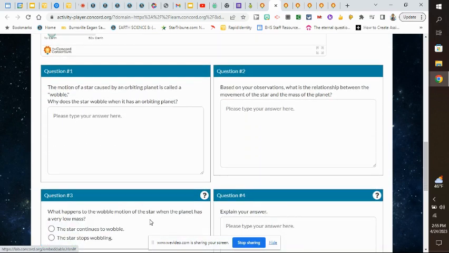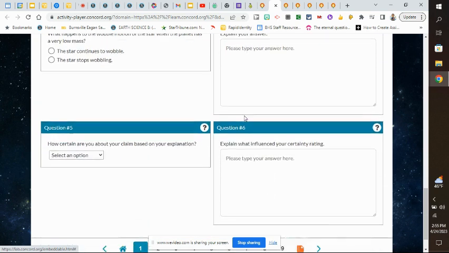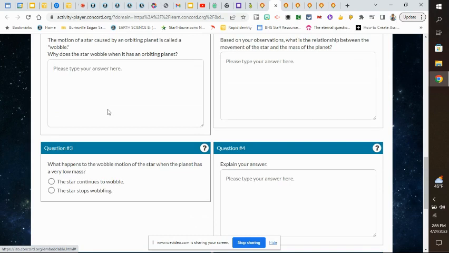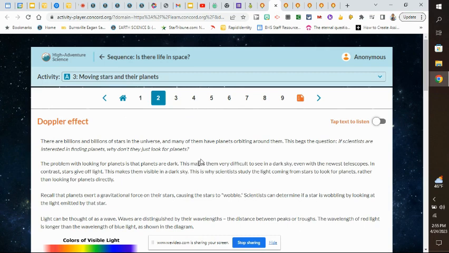Okay, so manipulating that, you'll answer these questions. And then you're going to make a claim. What happens to the wobble motion of a star when a planet has a very low mass? When you're done, go to the next page.